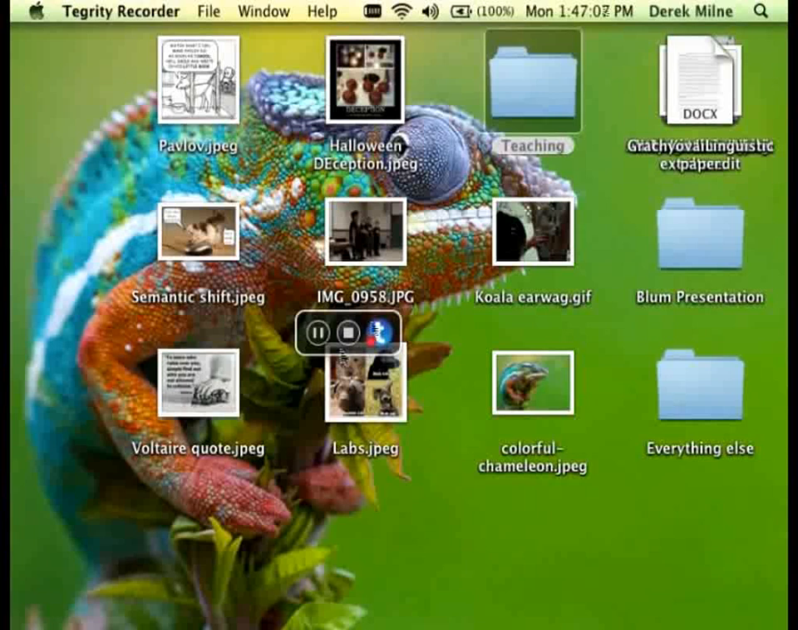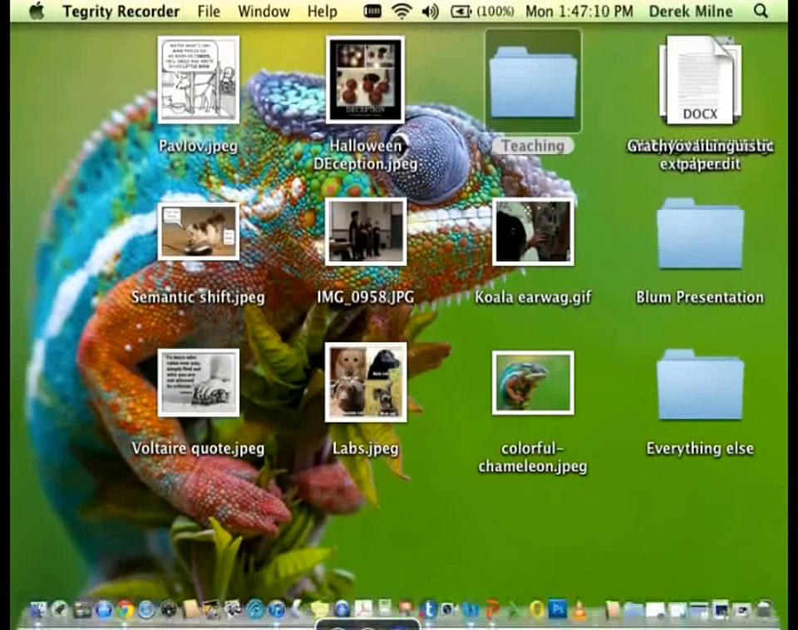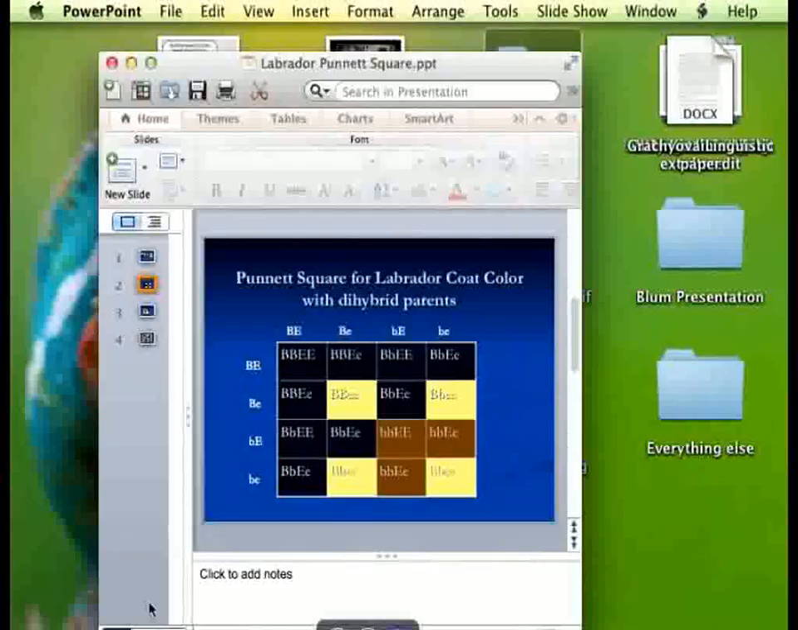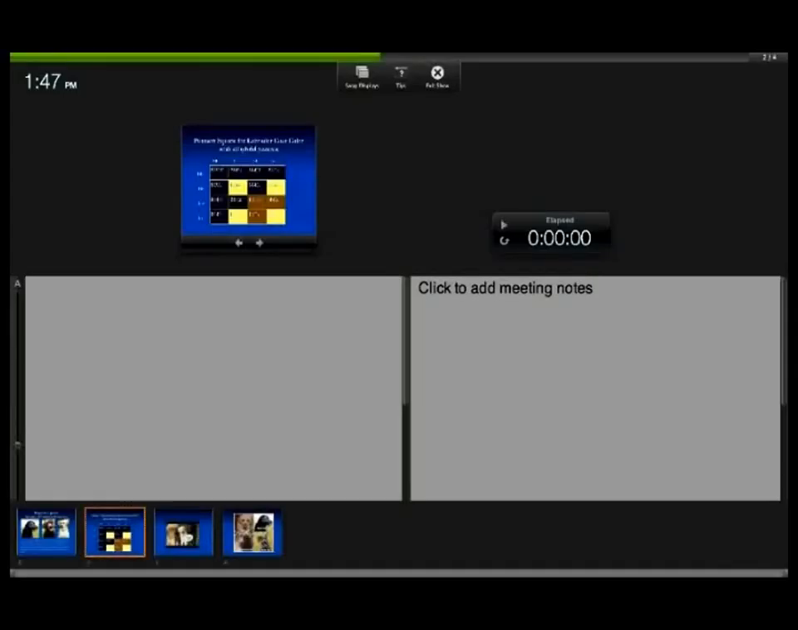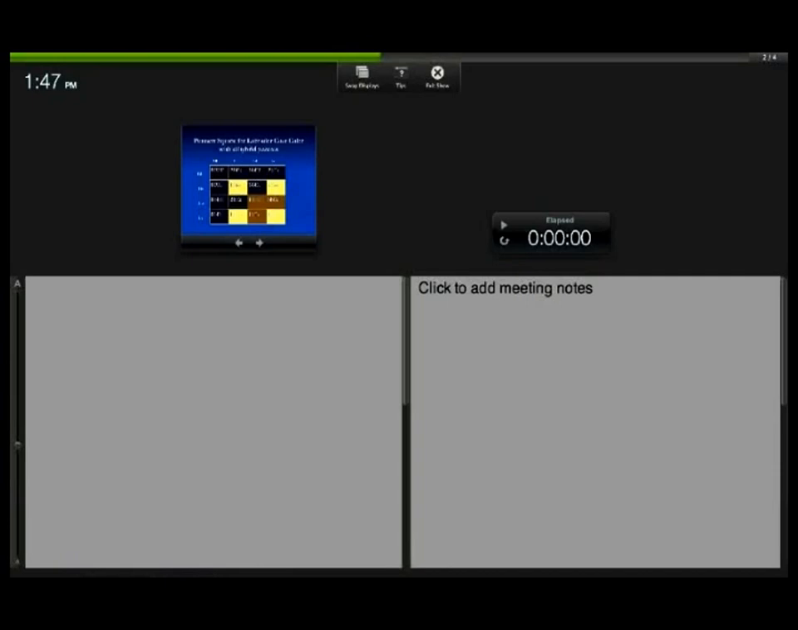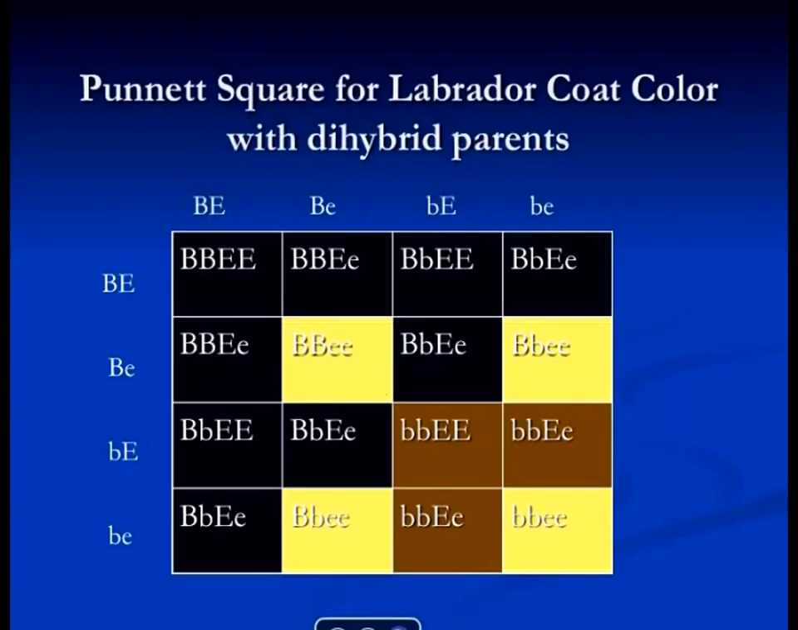So the last thing that we did in the last class was the Punnett square for the Labrador Retrievers. The correct answer for the Punnett square is this one. This is how it should have been. They were dihybrids, which means they were heterozygous for both of the traits, so they could have made any of these four contributions to the offspring, right? So you line those up.